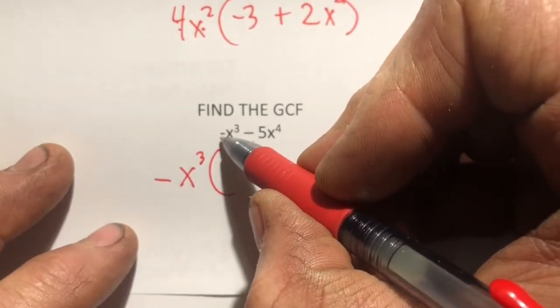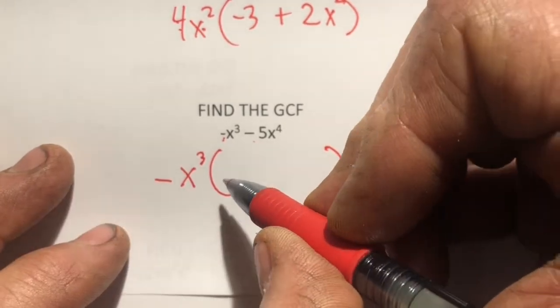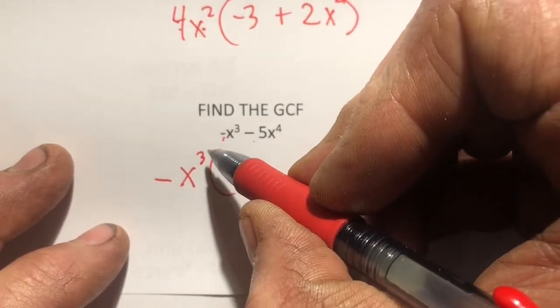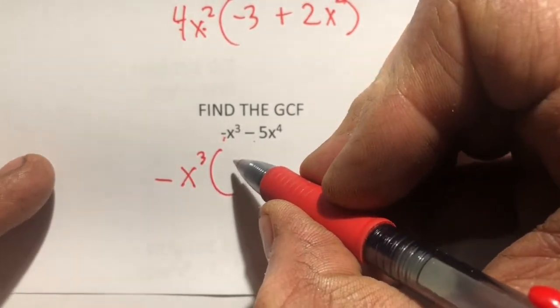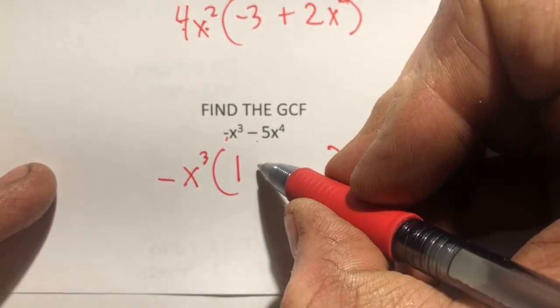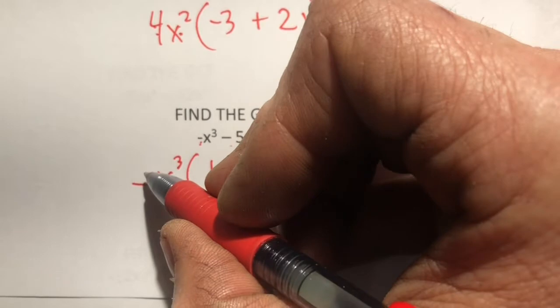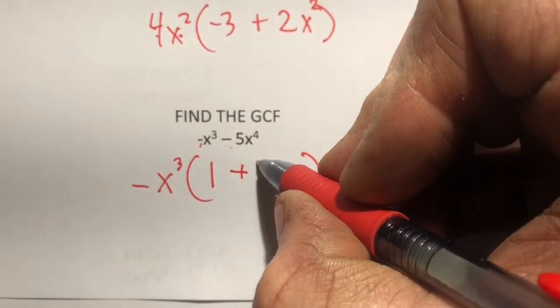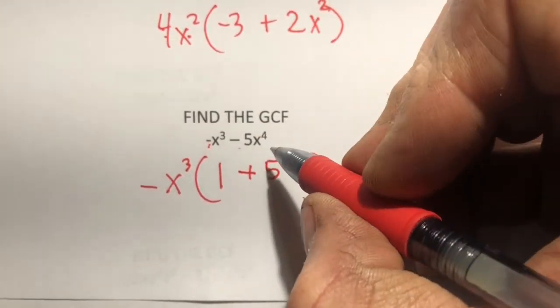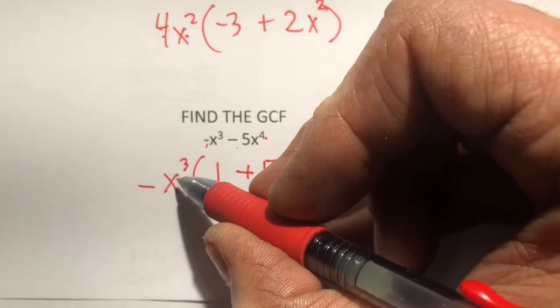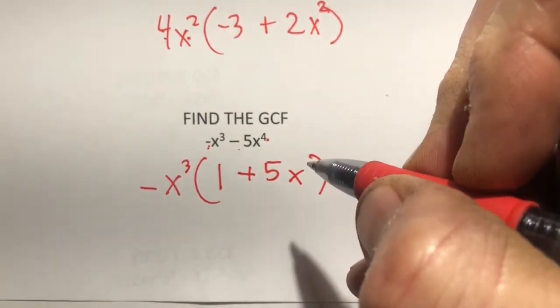So I've got a negative, I'm factoring out the negative, so it's going to make this positive. And I've got x^3, I'm dividing out x^3, which means I'm not going to have any x's left over, so it's just a 1. Now, negative 5 divided by negative 1 would just be a positive 5. Then I have x^4. I'm dividing out x^3, which means I'm going to have an x left over.